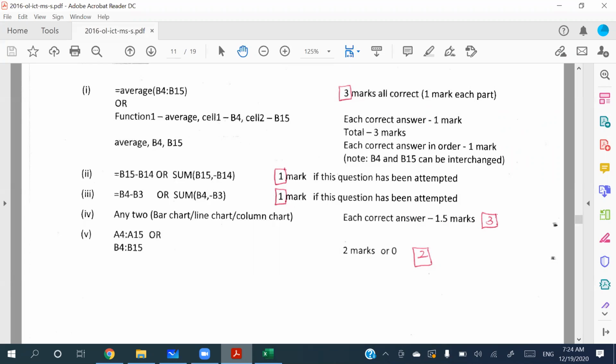Yeah, and it is given 3 marks. Each correct answer has 1.5. That means 1.5 for bar chart and 1.5 for line chart.